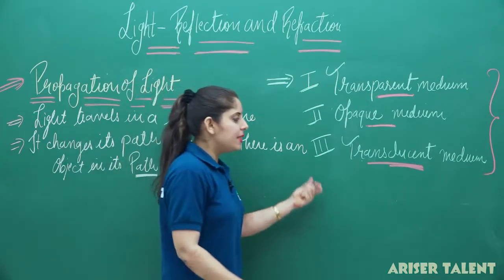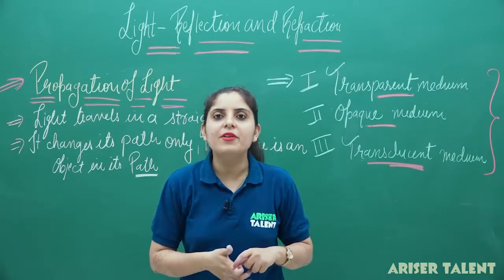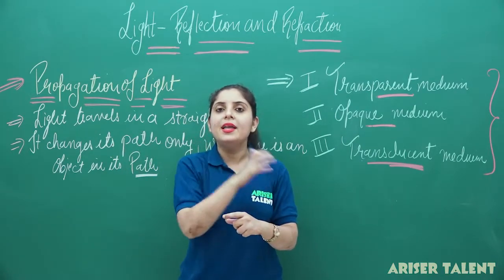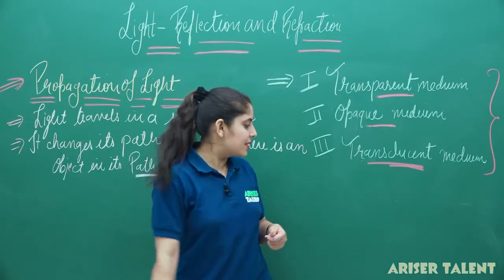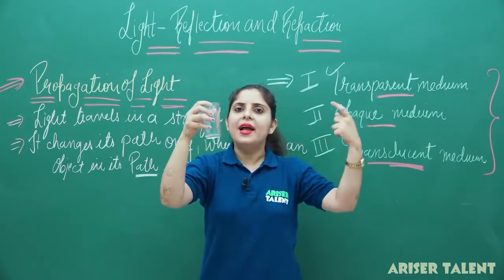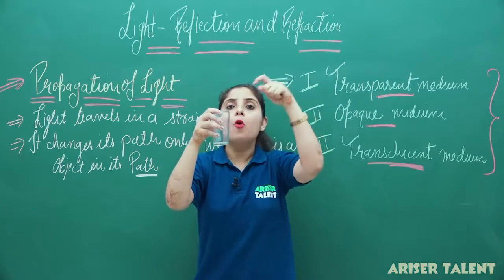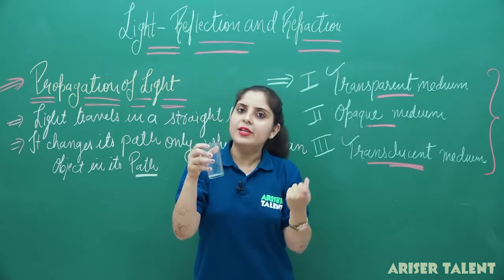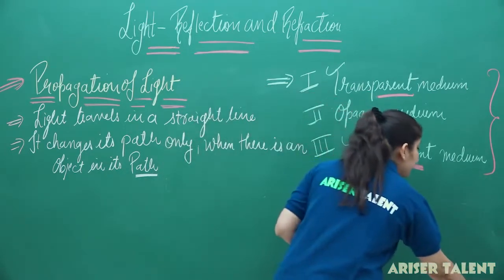Now what are these mediums? Let's discuss them. The first one is the transparent medium. This is a very common term you are aware of. Transparent means having a tendency to pass light through it, and in this type of medium light can travel longer distances. Suppose I consider the example of glass. If I pass light through it, the light will definitely pass through, because glass is a transparent medium. If I pour water in this glass, again the light can pass through it, because water is again a transparent medium. So transparent mediums are those through which light can travel a longer distance.